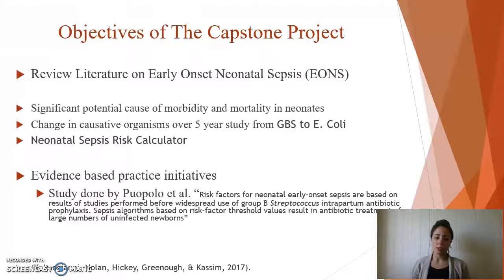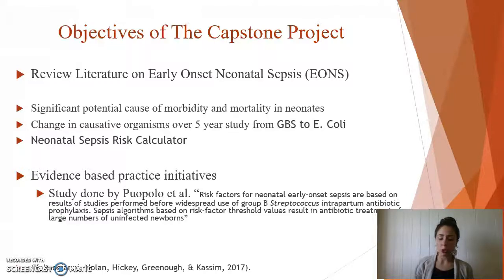So as the organisms became resistant to antibiotics, these organisms that were previously not causing sepsis were getting stronger and kind of overcoming the treatment and causing these babies to become sick. So the presented tool to help treat these babies adequately is a neonatal sepsis calculator.